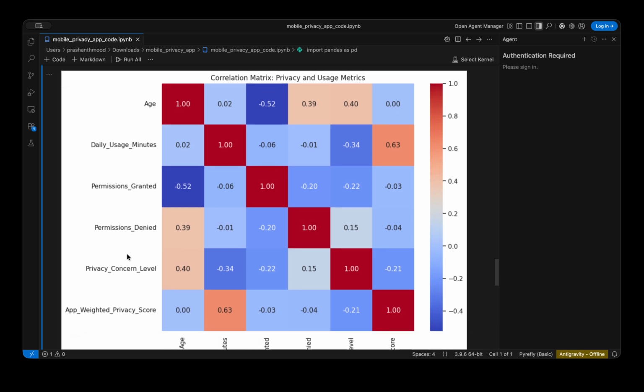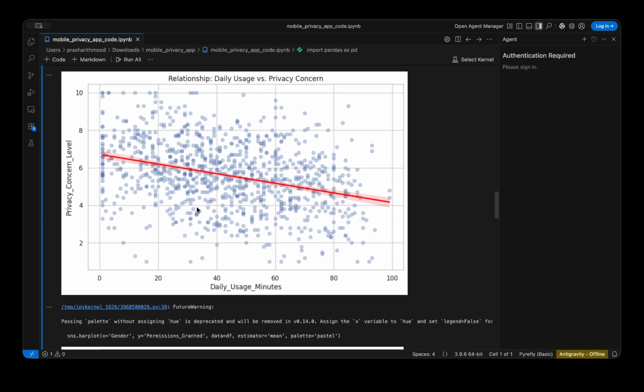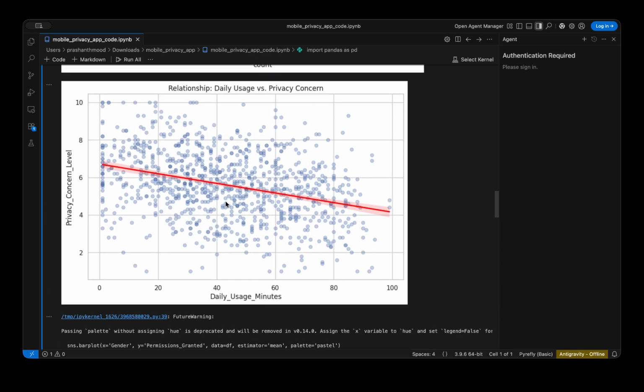This is the usage based consent privacy regression plot, which shows daily usage against privacy consent level. The scatter plot with the regression line shows the relationship between daily usage minutes and privacy consent level. The regression line is almost flat, meaning there is little correlation between how long someone uses their phone and consent about privacy.